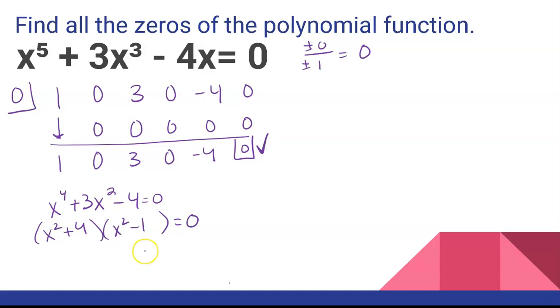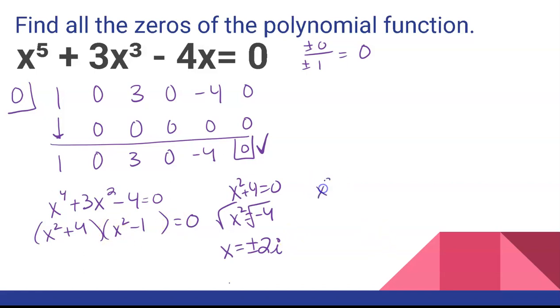All right, now I got to take both of these and set equal to 0 to solve. So if I have x squared plus 4 equals 0, subtract my 4, square root, and we're going to get what? Plus or minus 2i. Don't forget the plus or minus. I's have conjugates. There's 2 of them.